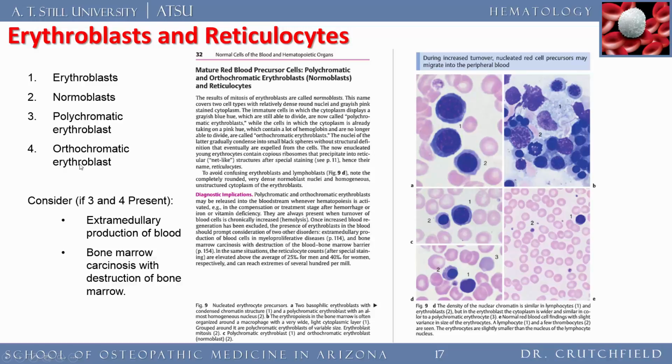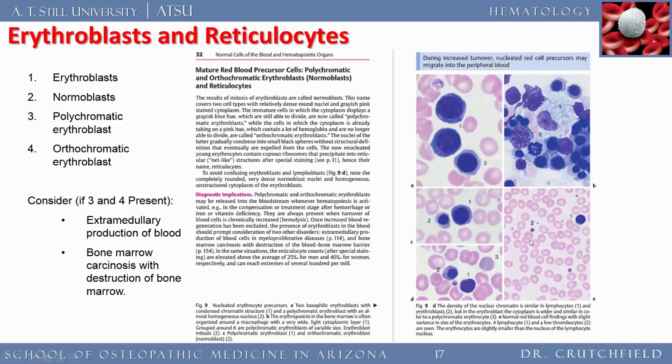They look pretty good. But erythroblasts give rise to a normoblast, and then these will stain either multiple colors or with one color where they're no longer able to divide. So I don't like to read my slides, but I've got to read this one to you. The result of mitosis of an erythroblast is called a normoblast. And then the immature cells in the cytoplasm display a grayish blue hue, which are still able to divide, and those are called polychromatic erythroblasts. While the cells in which the cytoplasm is already taking on a pink hue, which means it's got a lot of hemoglobin, are then no longer able to divide.